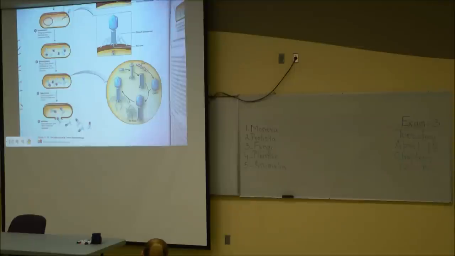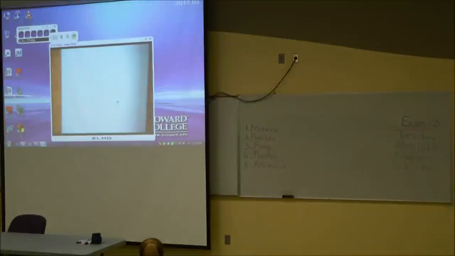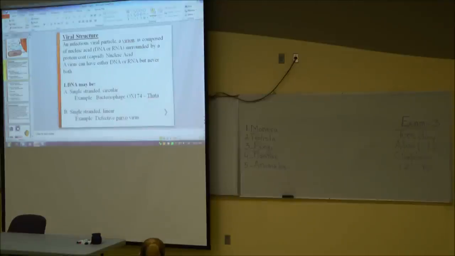So a fully assembled virus is a fully infectious particle. Okay? If it is not fully assembled, it is non-infectious. So that's what it means. An infectious viral particle is a fully assembled virus, a virion.